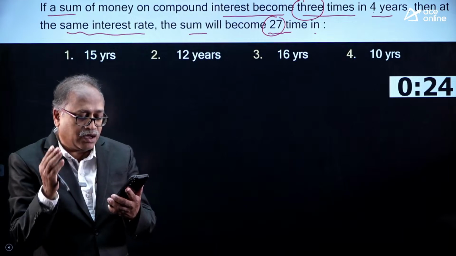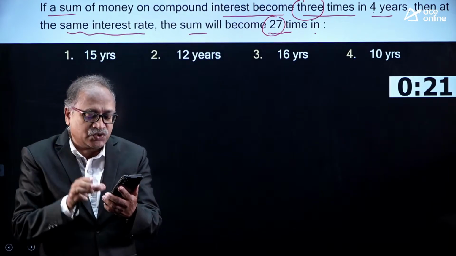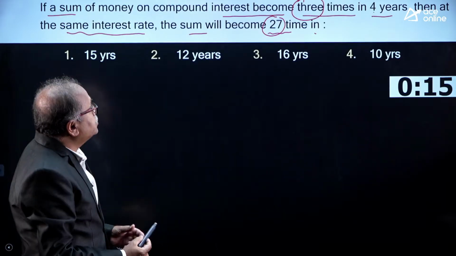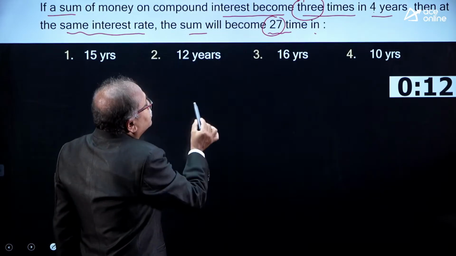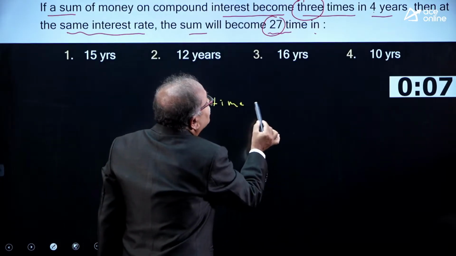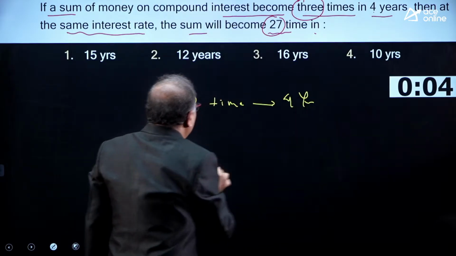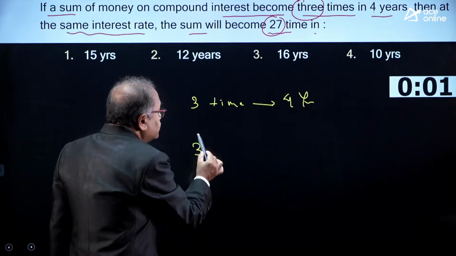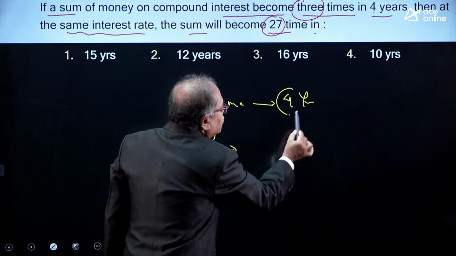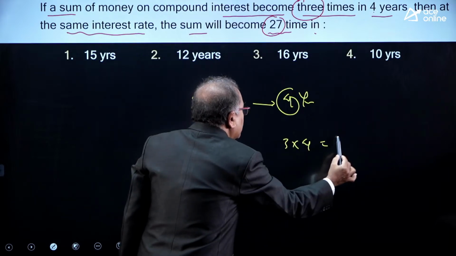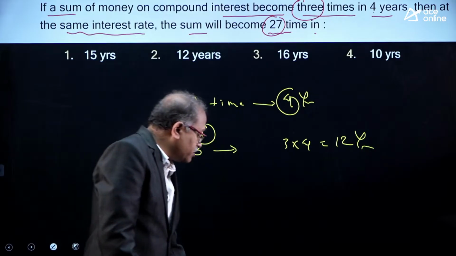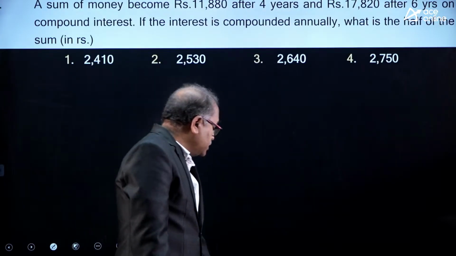Come on, 12. Appal Naidu has said 12. Sam has said 12 years. Okay, my dear friends, I will not wait for the time because you people are very mature students. So, it becomes 3 times in 4 years. Then 27 times is nothing but 3 to the power 3 times, in how many years? So, 3 into 4, that comes to 12 years, it will become 27 times. Well done, you remember the method. Okay. Next question is this.